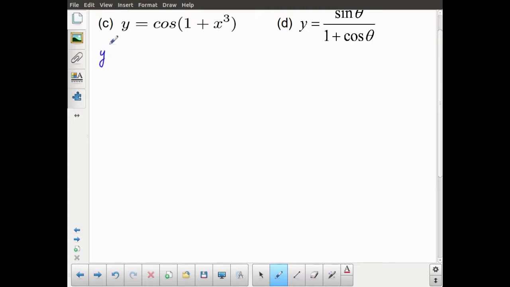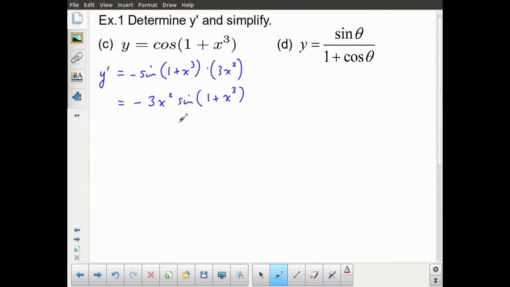We end up with y prime is equal to, so the first thing we run into here is we're going to take the derivative of the cosine. So we end up with the negative sine of the argument, 1 plus x cubed, multiplied by the derivative of that argument, which is 3x squared. And that is equal to negative 3x squared sine of 1 plus x cubed. And really, there's no need for us to go any further than that here.